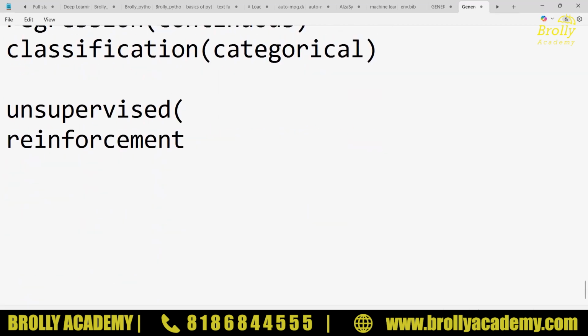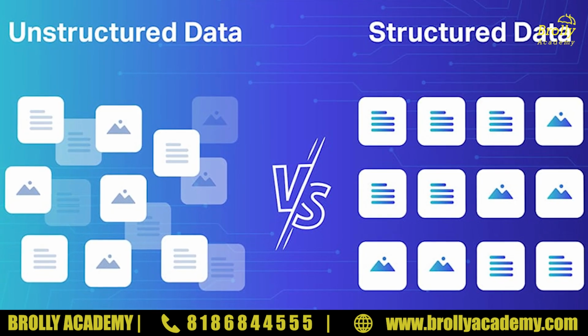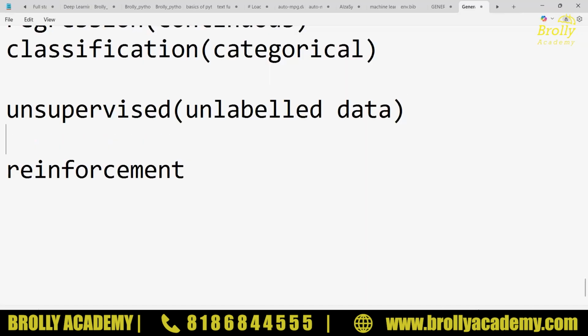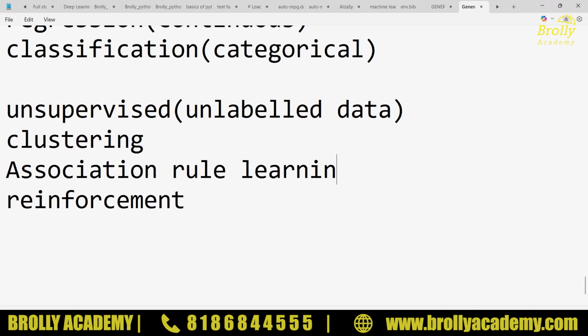Supervised means it works on labeled data. Unsupervised means it works on unstructured or unlabeled data. In this, we have models, algorithms like clustering and association rule learning. Here, we have reinforcement. What exactly will reinforcement do?